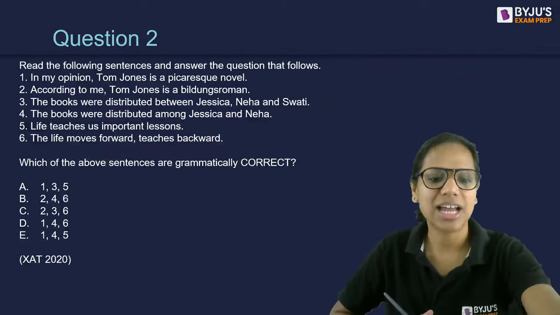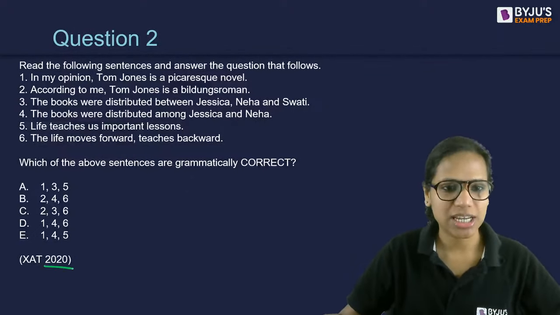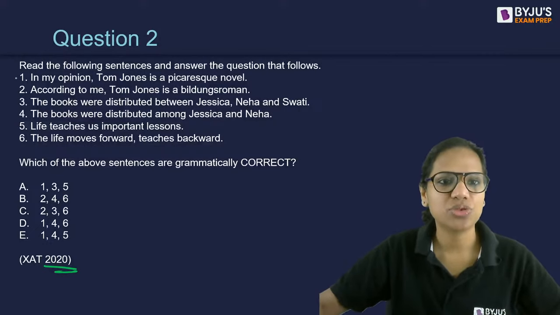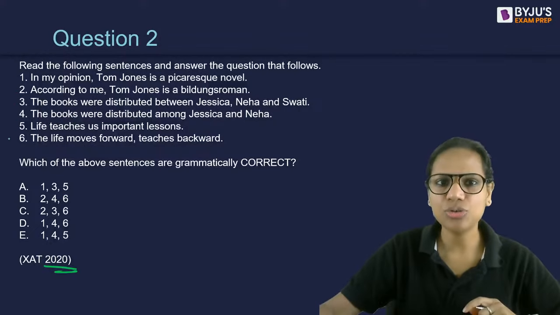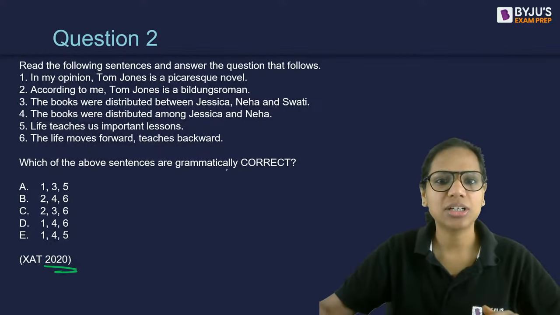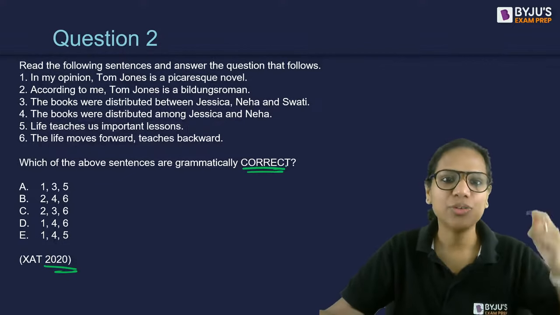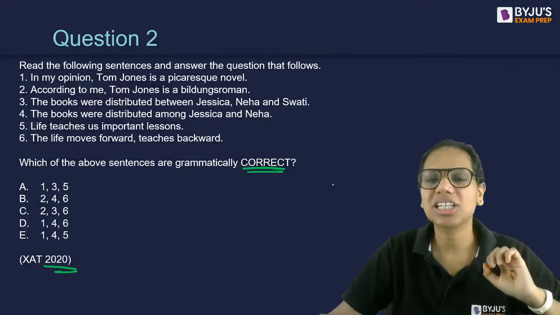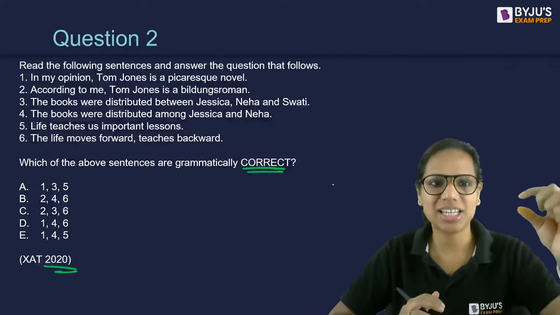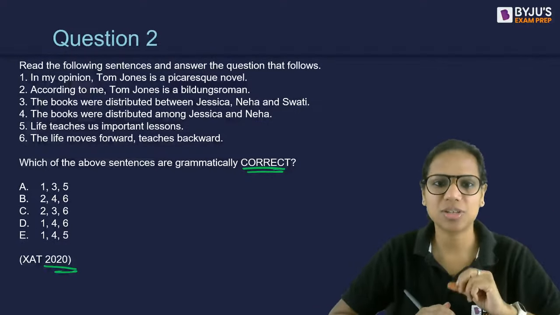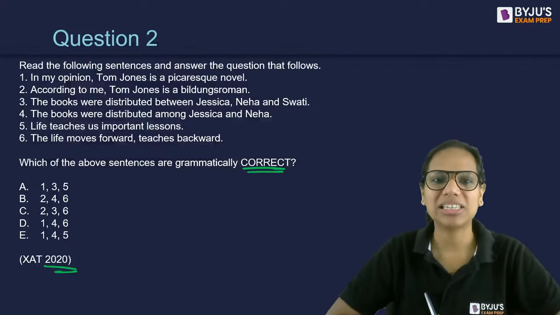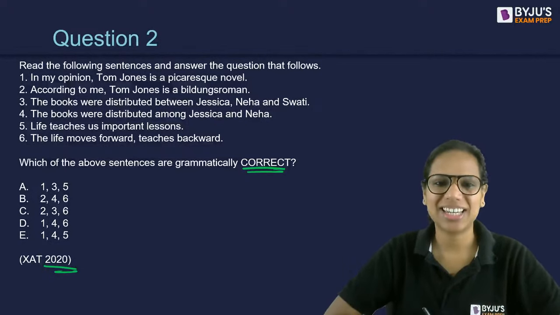This is again a ZAT question, 2020 this time. Now, this is that kind of a question where multiple sentences are given to you and you have to find out which is the correct one. And if you see, they are similar in some sense, these sentences. So 1 and 2 are similar, 3 and 4 are similar. So let's see what you mark here. I'm sure you'll mark this correctly.